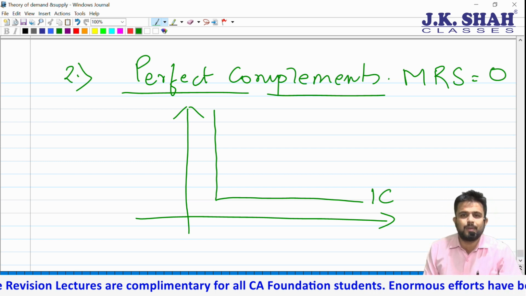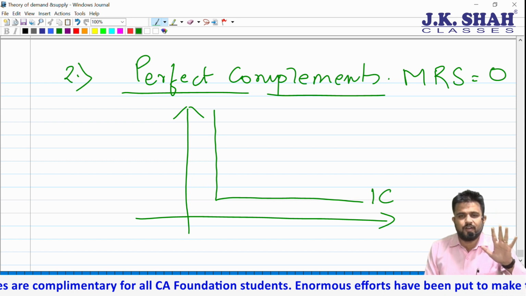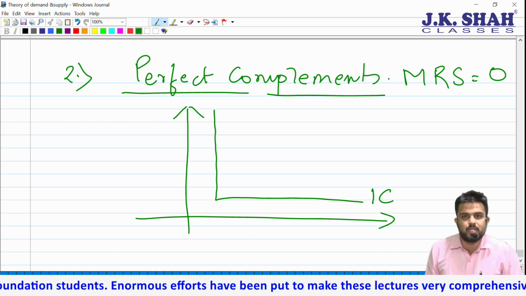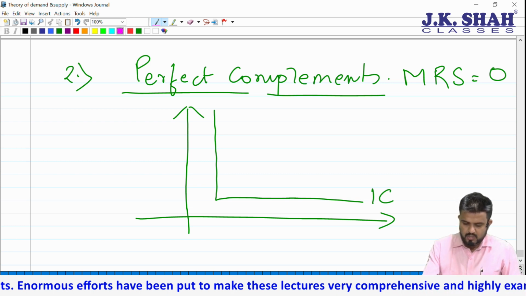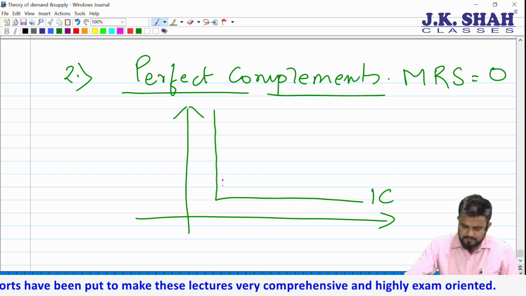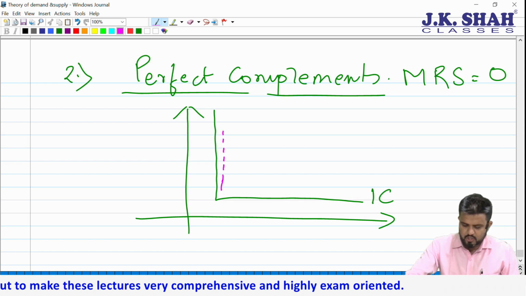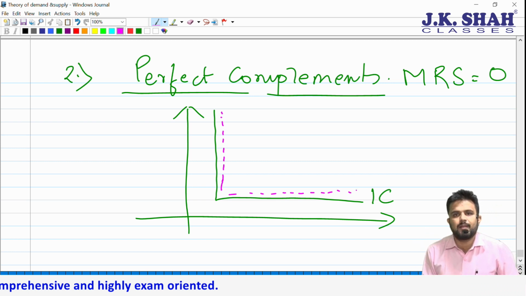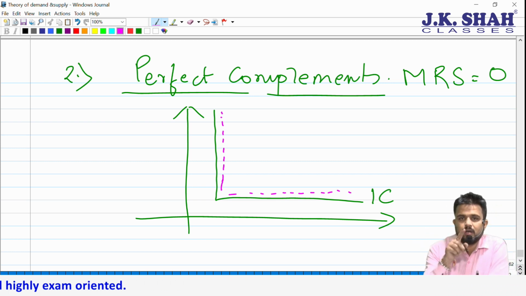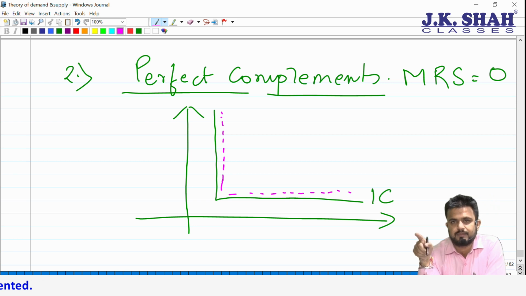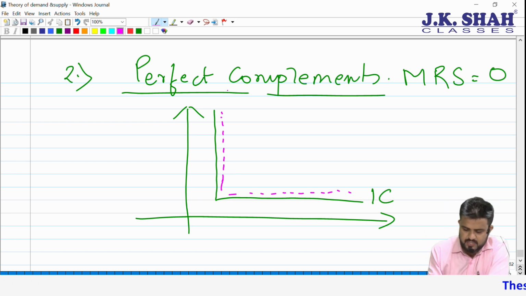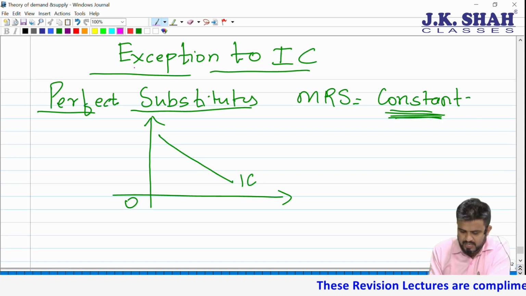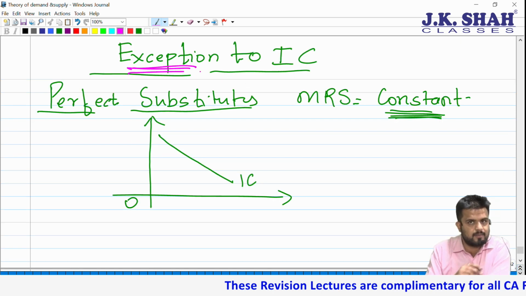Like say example, if I have 5 right leg shoes and if I have 10 left leg shoes, then that combination is not going to work. So if I increase my left leg shoes, I will increase my right leg shoes as well. So you get an L shape IC, and L shape IC represents perfect complements. But students, this was an exception to IC.